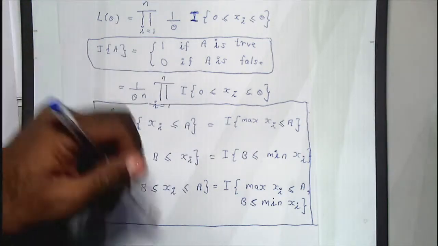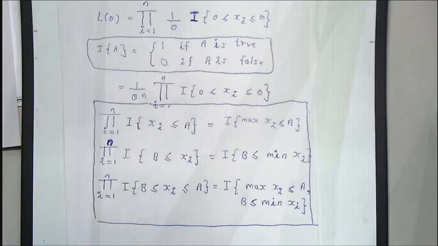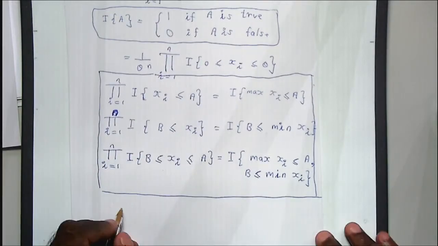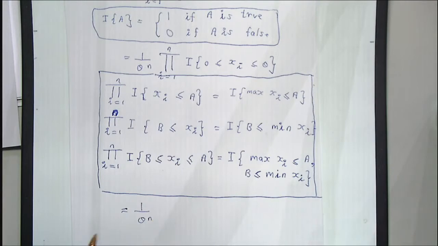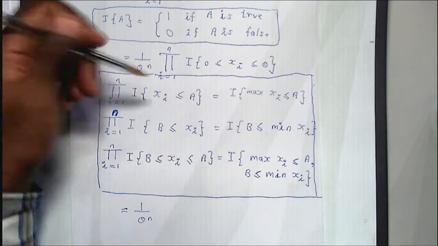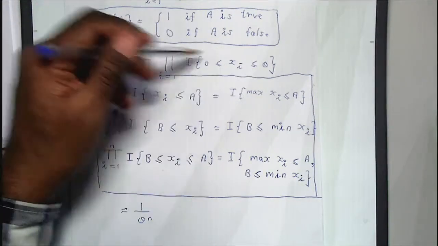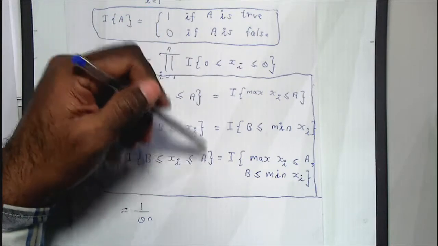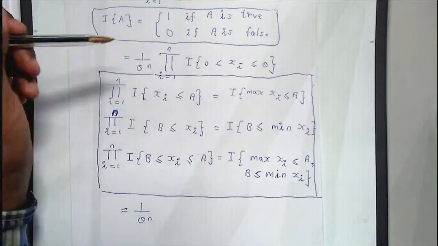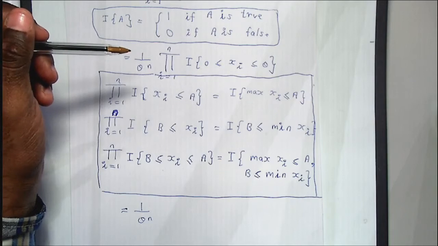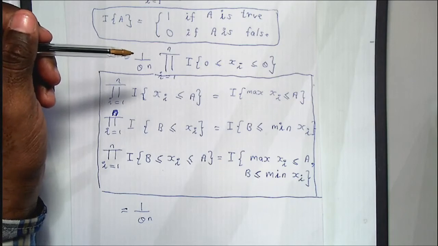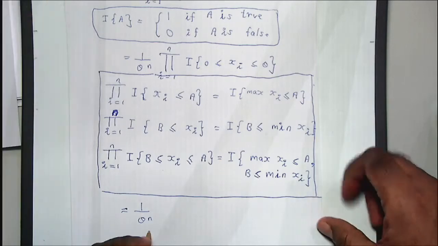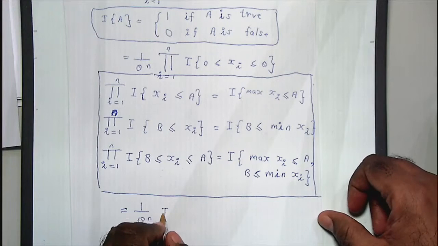So if you apply these rules to this one, what do you get, guys? What you have here is a product of indicator functions. Following these rules, what would this simplify to? Don't look at me, guys.